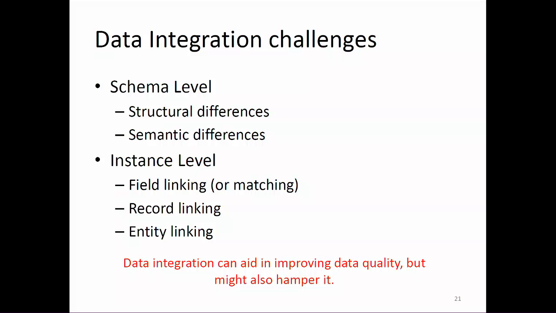And then there are semantic differences. Semantic differences is maybe in one data set they have a different meaning for something. They call it department in both data sets, but actually they mean something different. I can't think of a good example. Can anybody think of something where the name is the same, but it means something different?